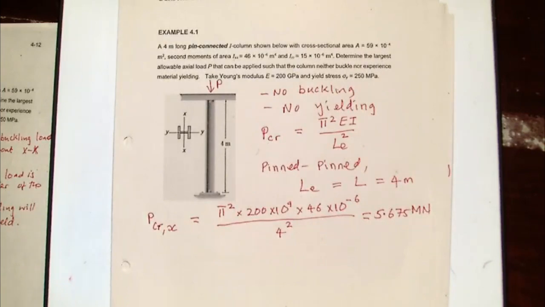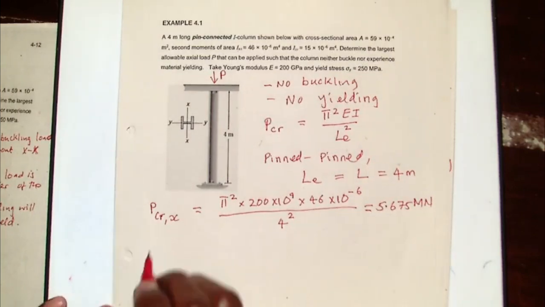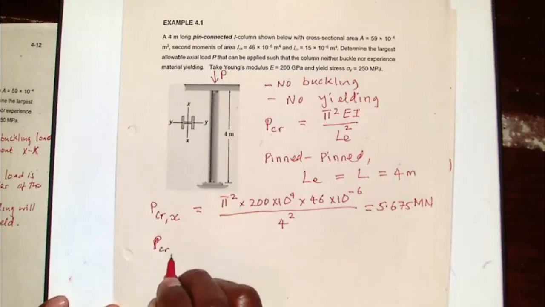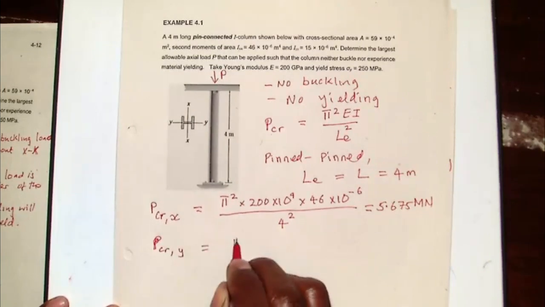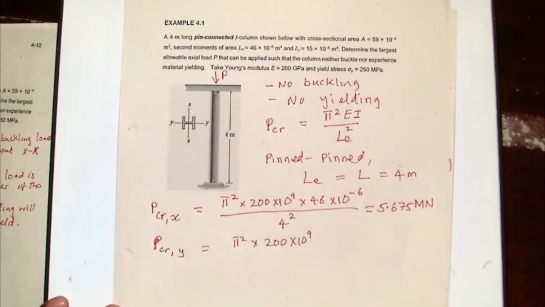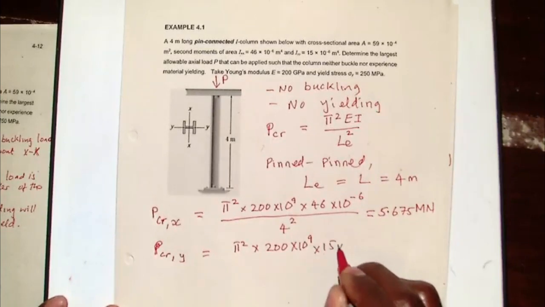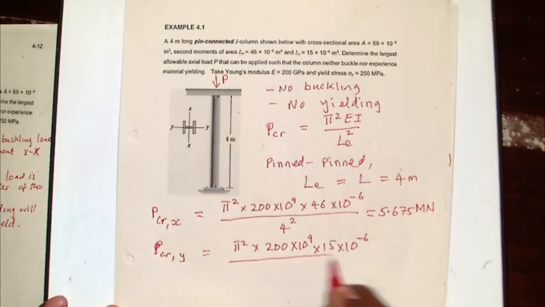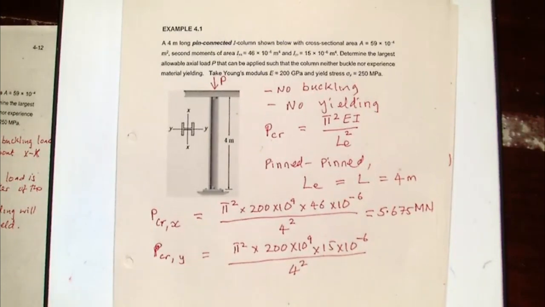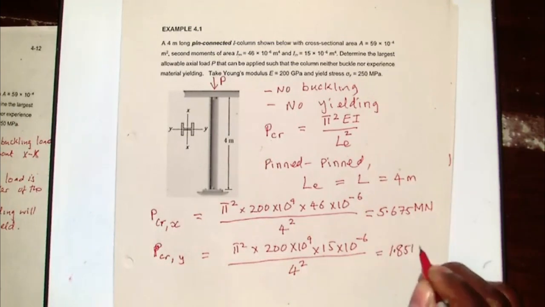And then we go and do the second one, because we want to find what load will be required for it to buckle about the second given axis. So the critical load for buckling about Y will be pi squared times 200 times 10 to the power 9. Then the moment of inertia about the Y-axis, which is given as 15 times 10 to the power minus 6, divided by 4 squared. So we get that, and that will give me roughly about 1.851 meganewton.